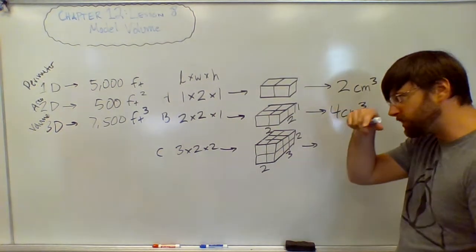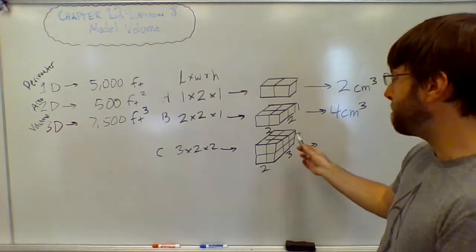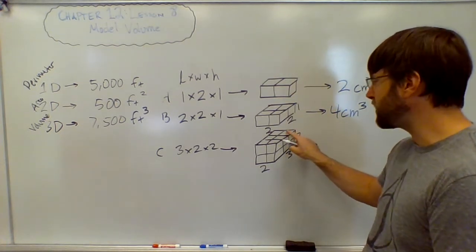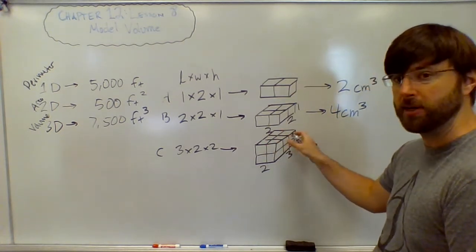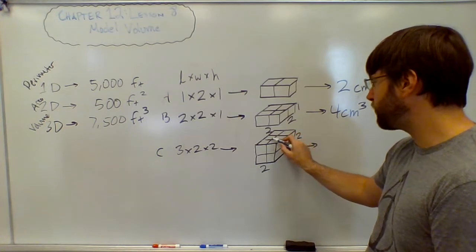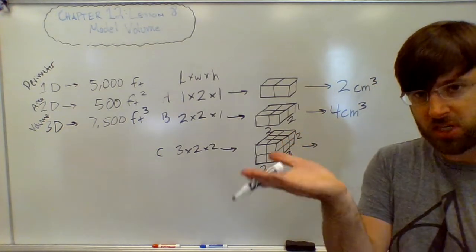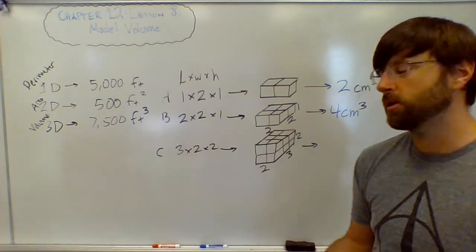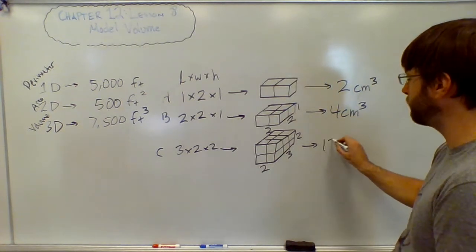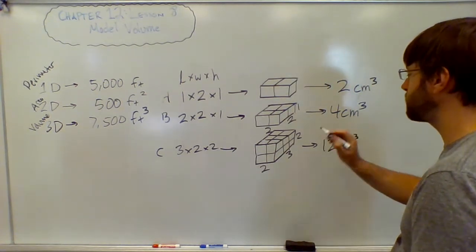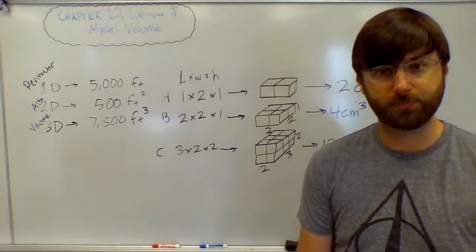So what you need to do is think of the base layer. This base layer down here, to make the base layer, or you could think of the top as even the base layer, is 1, 2, 3, 4, 5, 6 cubes. There's 6 cubes, and then there's 2 layers of it. So that's going to be a total of 12 cubic centimeters to make that shape.